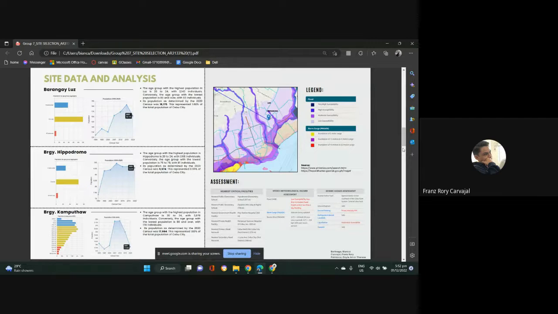So what we have here is the three close-in neighborhoods of the three sites: Barangay Luz, Barangay Hipodromo, and Barangay Kamputao. As you can see, the three barangays have a declining population graph pattern. The barangay which has declined more for the past 5 years is Barangay Kamputao. This data can affect the criteria that need to be chosen in the next slides. On the right side is the flood hazard map, and the three sites are located in the low susceptible part of the map. So when it comes to safety and low susceptibility to flood hazard, the three sites are in good condition. Next slide, please.